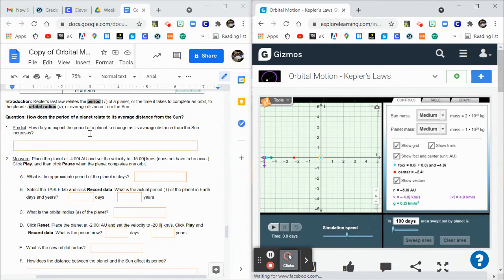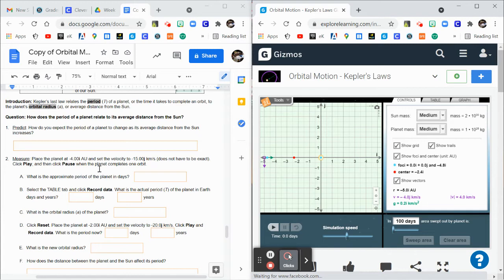Predict. How do you expect the period of a planet to change as its average distance from the sun increases? So, say for example, what do you think? How long do you think a year is? It takes us 1 year. It takes us 365 days to pretty much orbit the sun.